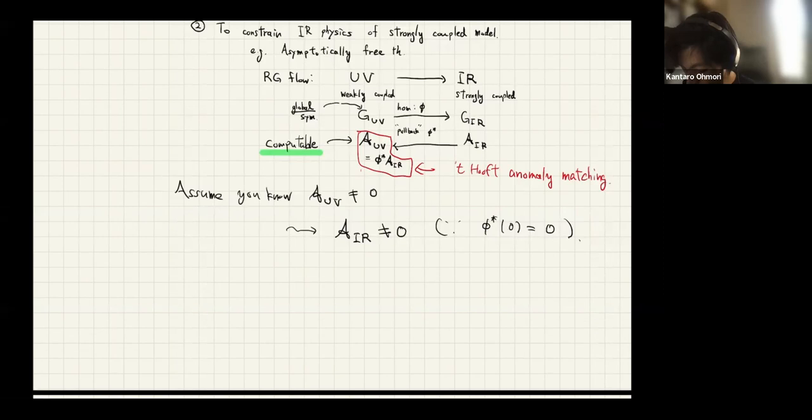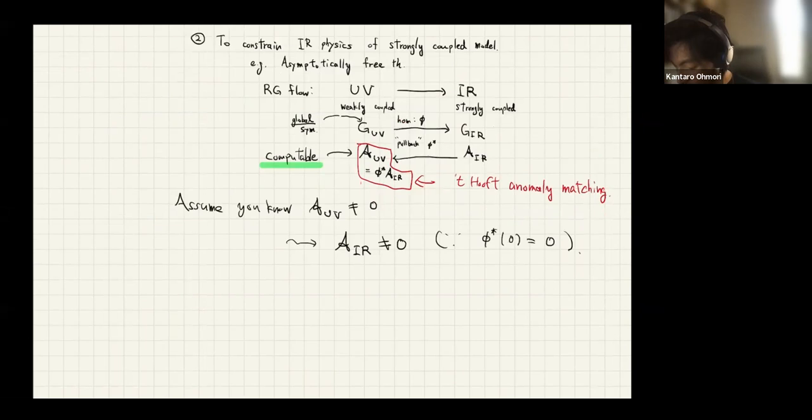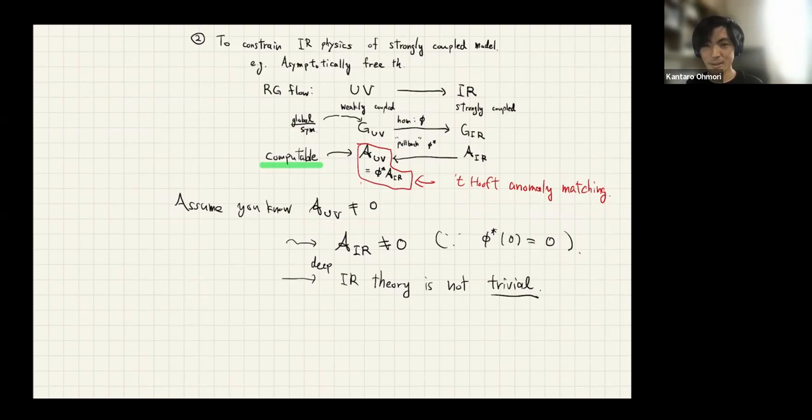Okay, so via anomaly matching, for example, you can say that if you have an anomaly in the UV, then the IR also has a non-zero anomaly. This means that the IR theory, let's say the deep IR theory, is not trivial. Here, the trivial theory is just having a single vacuum, and that's it. No excitations. If your theory has just a single vacuum on any manifold, and you have some gap in the spectrum, then in the deep IR you only see that vacuum. That's called trivially gapped.